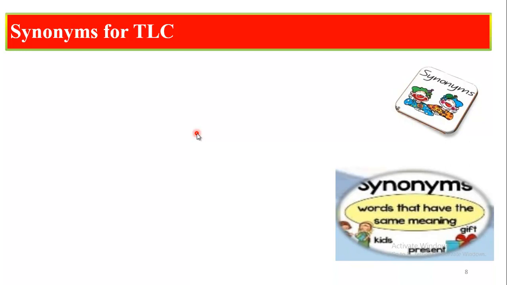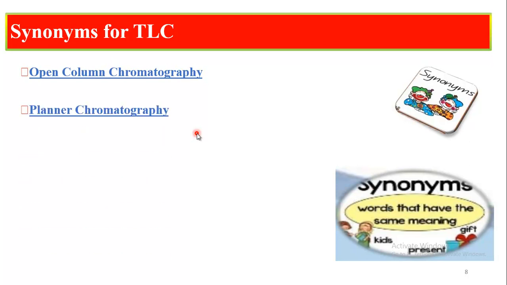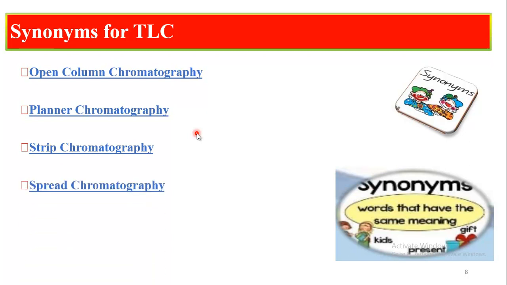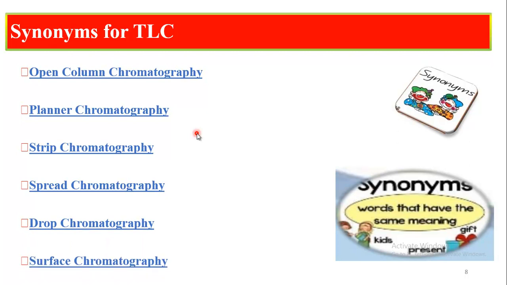Different words are used as synonyms for TLC. There are also similar terms used instead of thin layer chromatography. It is also called open column chromatography, planar chromatography, strip chromatography, spread chromatography, drop chromatography, and surface chromatography. These are also names used instead of thin layer chromatography, so these are also called TLC.